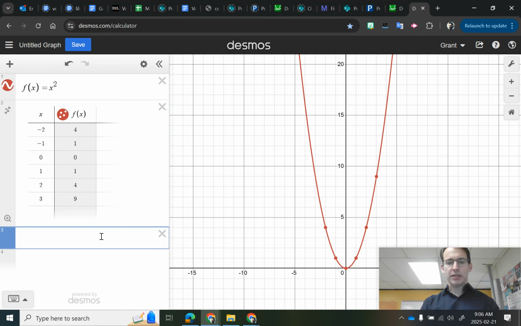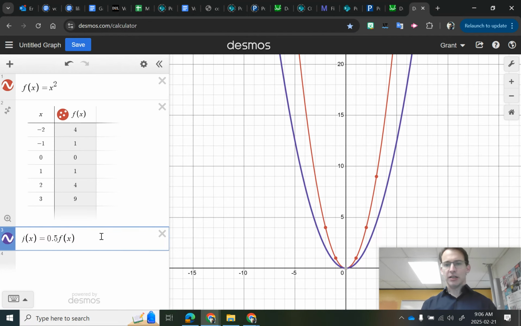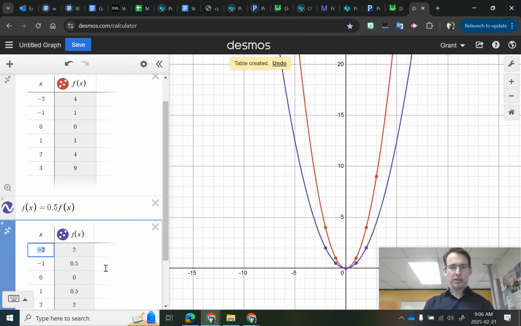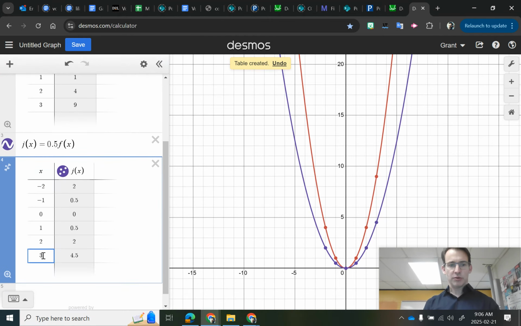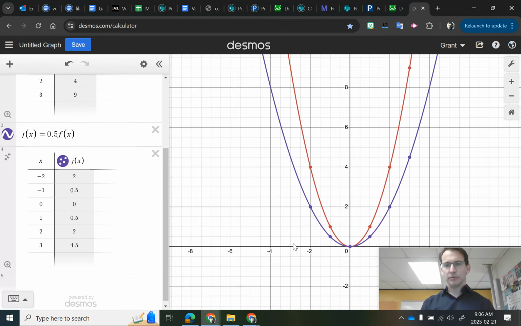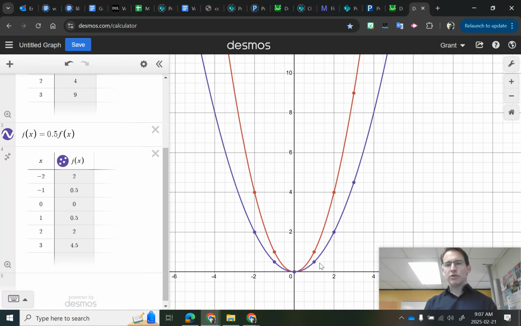And then if I wanted to see j of x is equal to 0.5 f of x, there it is. Let's make it a table as well and see this one 3. So now check that one out. There's our points 1, 0.5, 2, 2, and 3, 4.5. So we can do that pretty quick in Desmos.